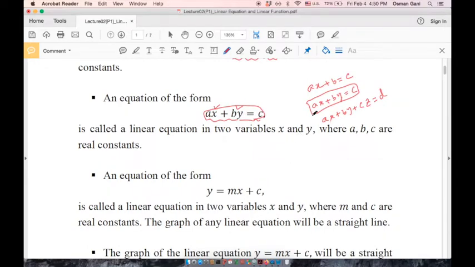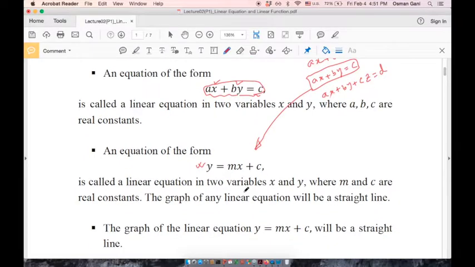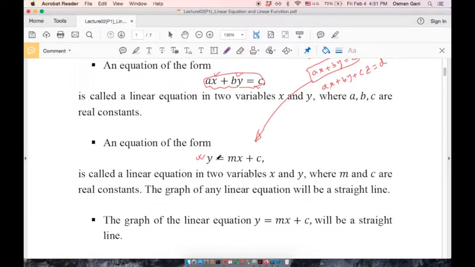And the standard equation for the business school, a standard linear equation in two variables, will be this. This is the general form of a linear equation in two variables, or standard form, y equal mx plus c, where x is a variable, y is a variable, and m and c are real constants. And note that if you sketch or graph a linear equation, then it will always be a straight line.